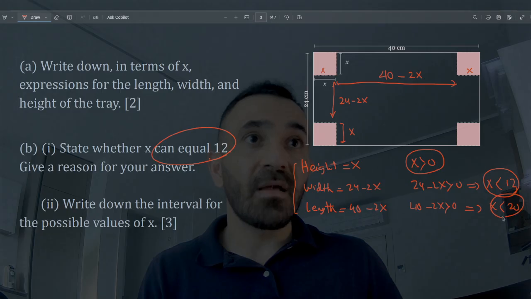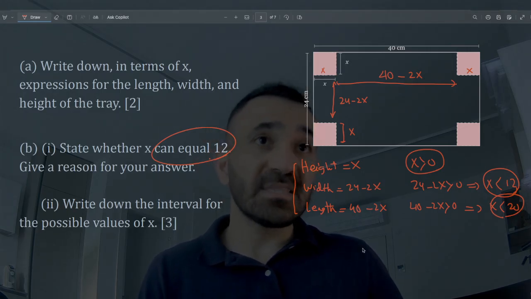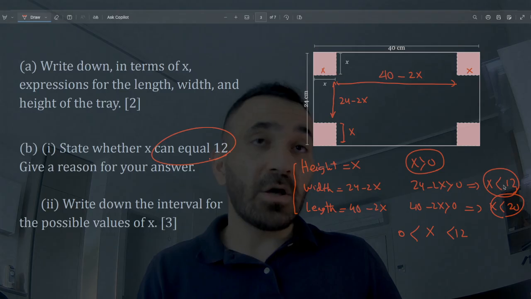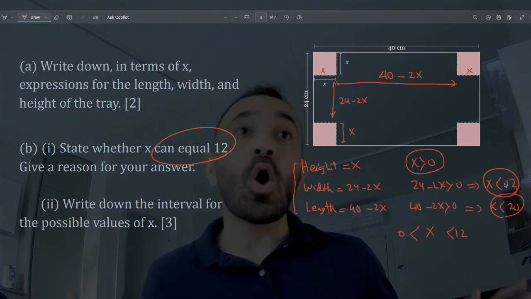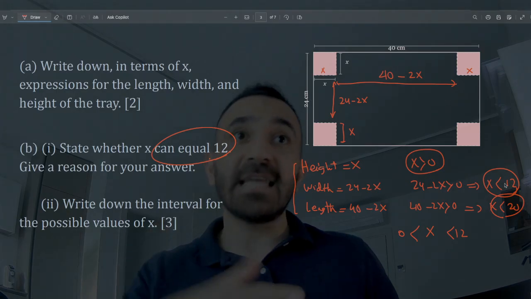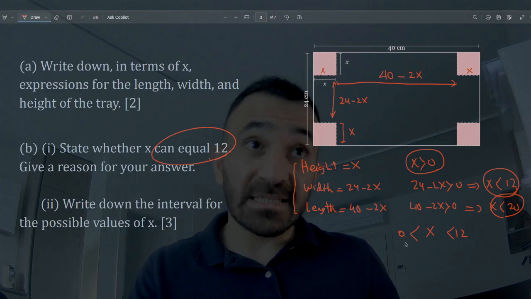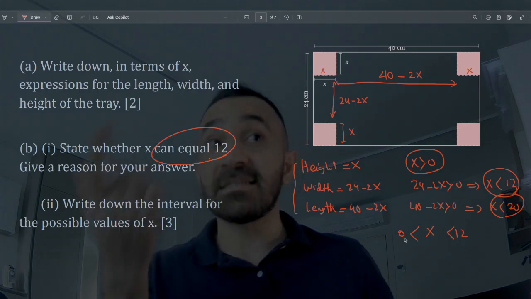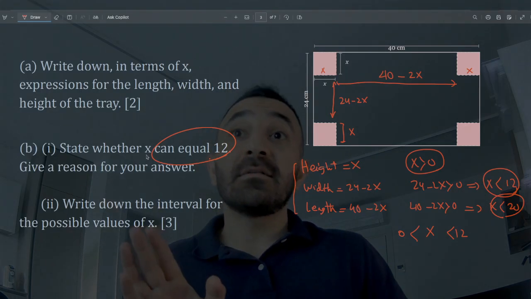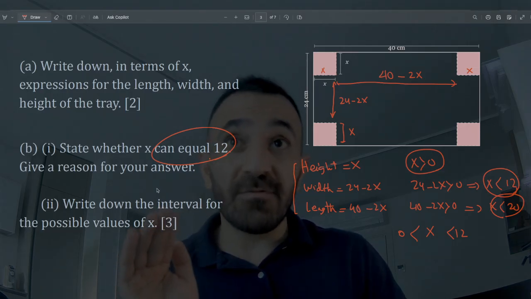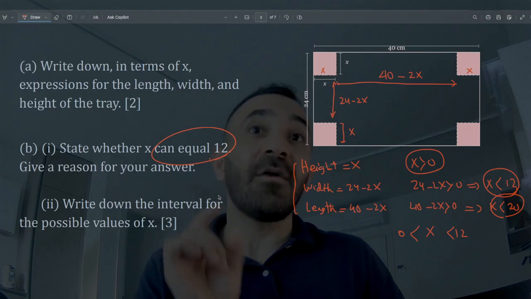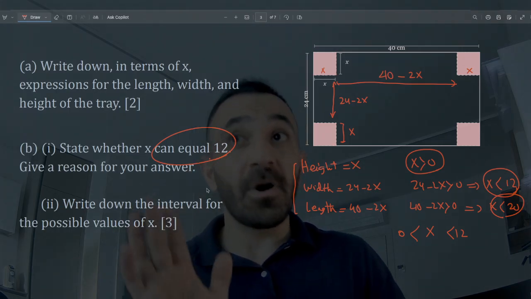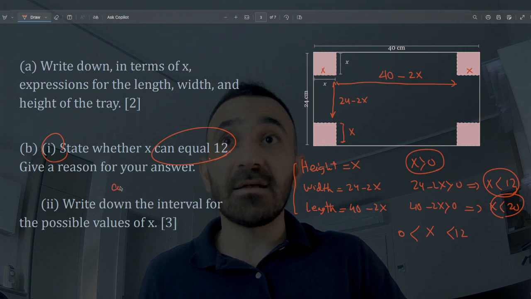So what does this mean? This means that x has to be between 0 and 12, because the common answer has to include all the conditions. X has to be positive, but it also has to be less than 12 and less than 20. So 18 is not an acceptable answer because 18 is not less than 12. X cannot be 12 because if x equals 12, the width is going to be 0. It has to be less than 12 for part B, I. So it cannot.